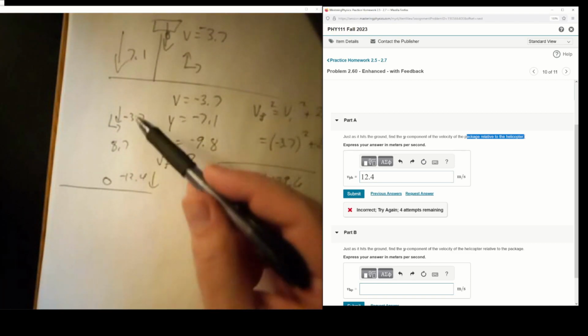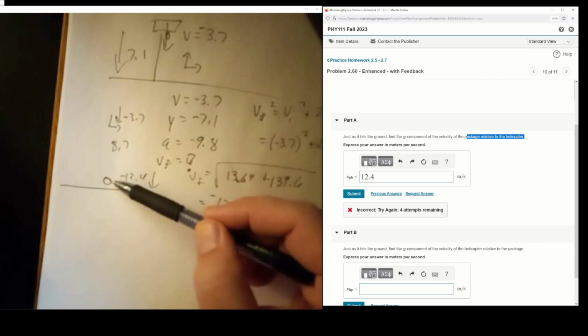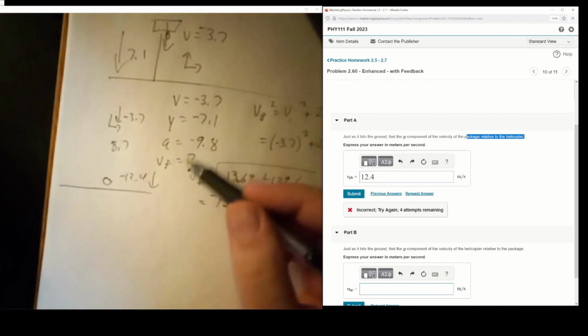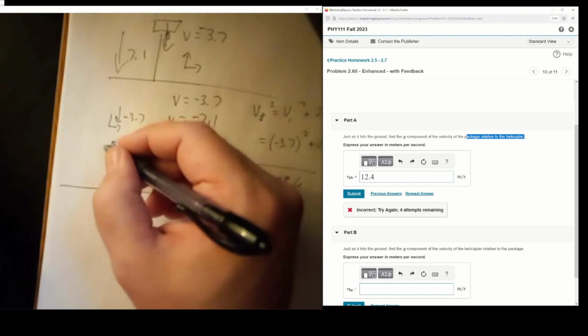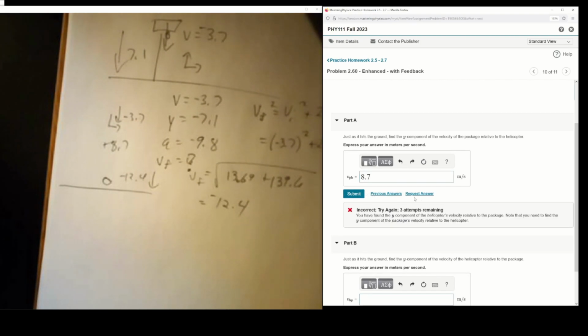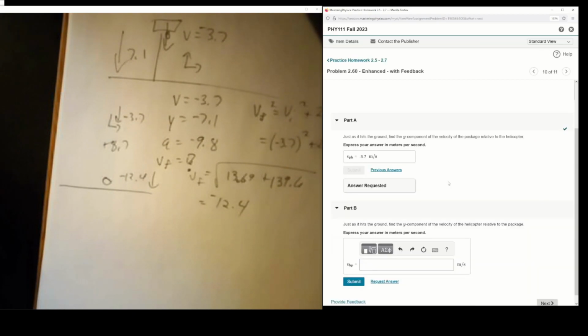8.7 is the difference in speeds here. The package is getting farther away from the helicopter. After all, it hit the ground first. So from the helicopter's perspective, this would be a positive velocity. And they still don't like that. And they want minus.